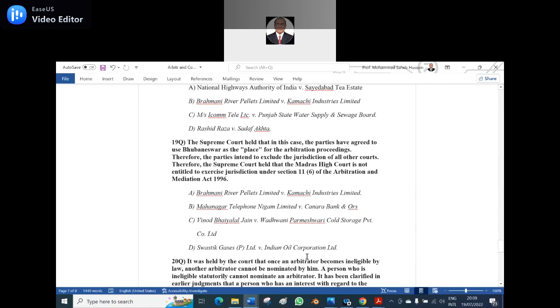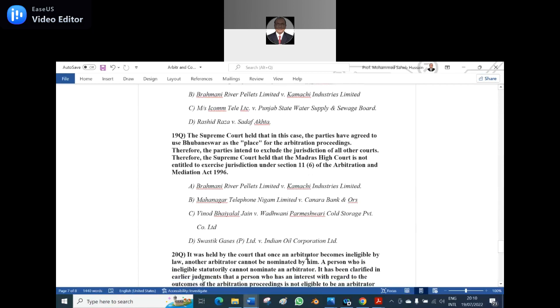Option B, sir. Mahanagar Telephone Nigam Limited. Wrong. Option D, sir. Swastik Gases. Wrong. Option A. Brahmani River Pellets Limited versus Kamachi Industries Limited, where it is clearly mentioned that the parties agreed on the seat of arbitration, and neither the High Court nor the Supreme Court has any jurisdiction to change the parties' choice of jurisdiction.